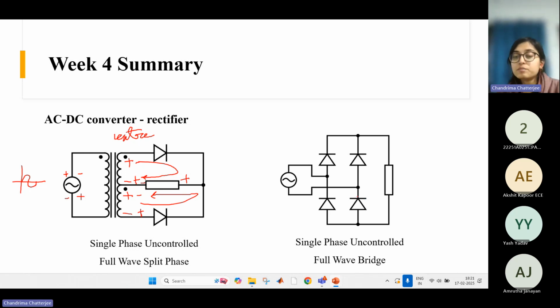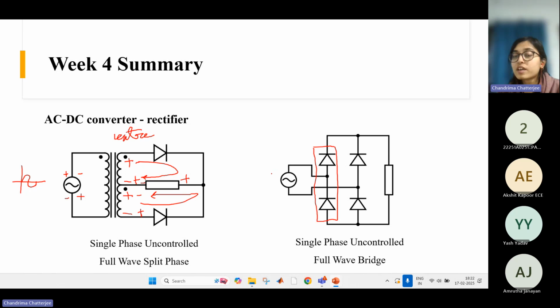And this one is called a bridge rectifier, a single phase full wave bridge rectifier. So this combination, these two devices, where one of the anodes is connected to the cathode of another device, is called a half bridge. So two half bridges are there, and this becomes a full bridge. This portion is a half bridge, and this is again a half bridge. So two half bridges are there. That's why it is called a full bridge rectifier.